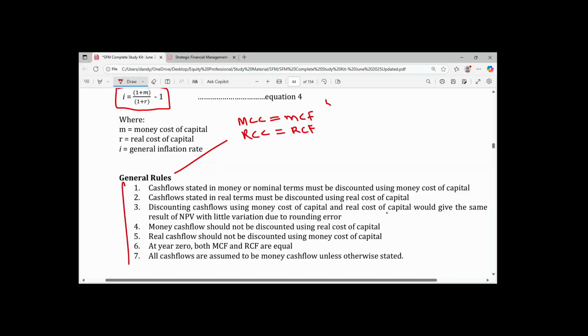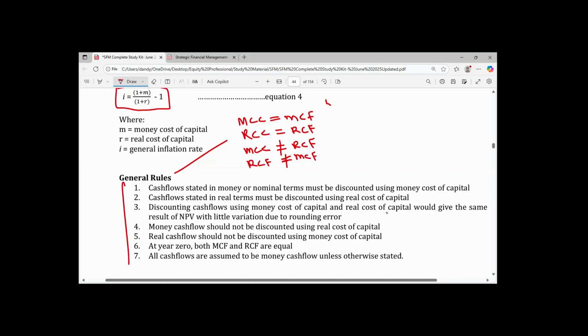Rule number three, under no circumstance should you use money cost of capital for real cash flow or real cost of capital for money cash flow. It's not allowed. That's a mismatch. So the key thing is that whenever you want to incorporate the impact of inflation, you must ensure that you are using the right variables.